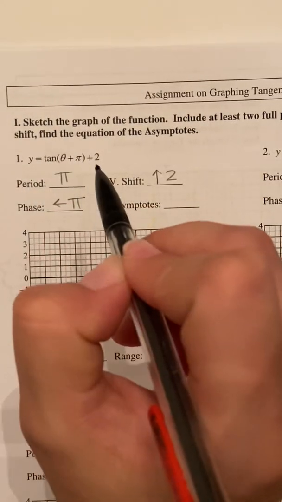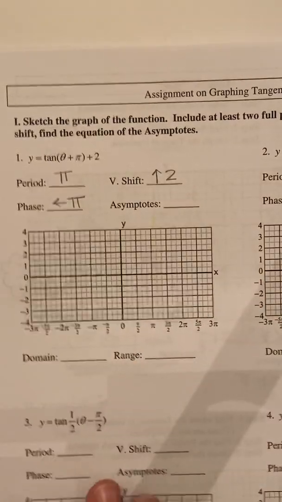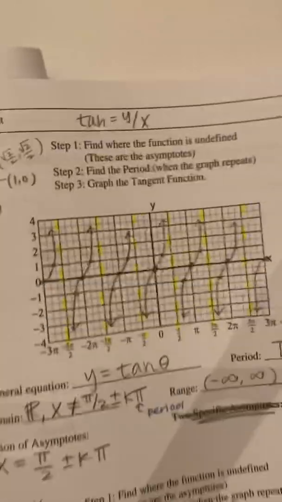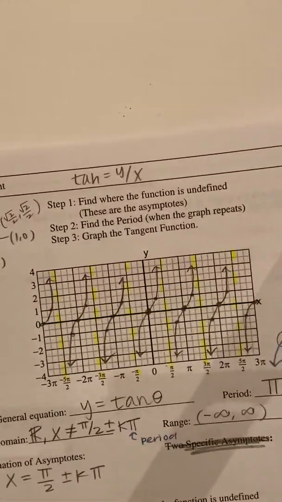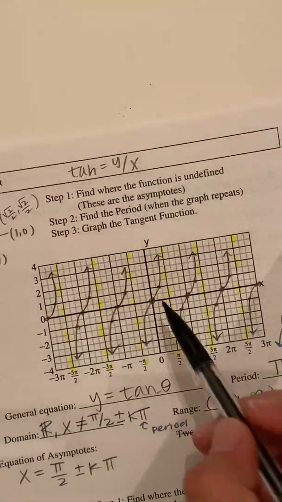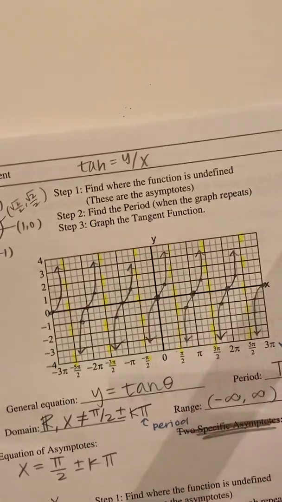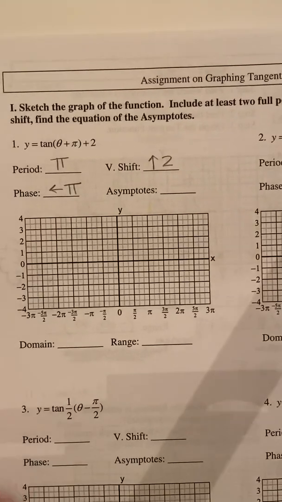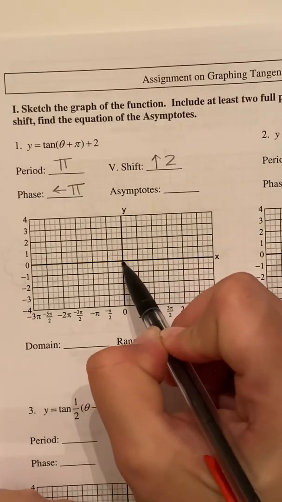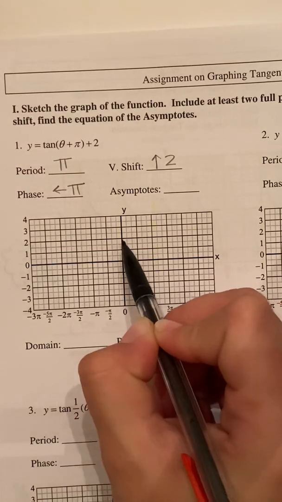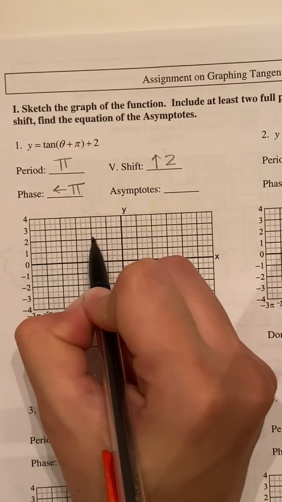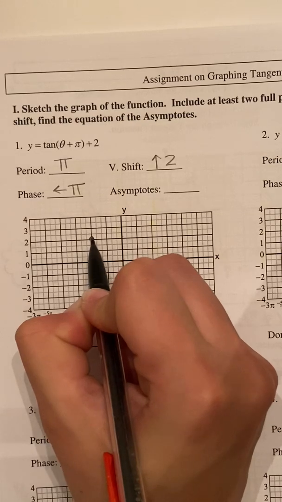So we're graphing tangent. So the way I do this is I go back and look at the parent tangent. And tangent, the first point, the first 0 is at 0. So that's where I'm going to start. My first 0 is at 0. However, I need to move it up 2 and left pi. So I'm going to go up 2 and left pi. So that's where she's going to start.